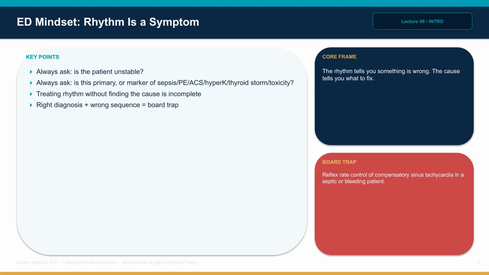The ED mindset is that the rhythm is a symptom. Always ask, is the patient unstable? And ask, is this primary, or is it a manifestation of sepsis, pulmonary embolism, acute coronary syndrome, hyperkalemia, thyroid storm, or drug toxicity? Treating the rhythm without finding the cause is incomplete care, and the right diagnosis with the wrong sequence is a board trap.